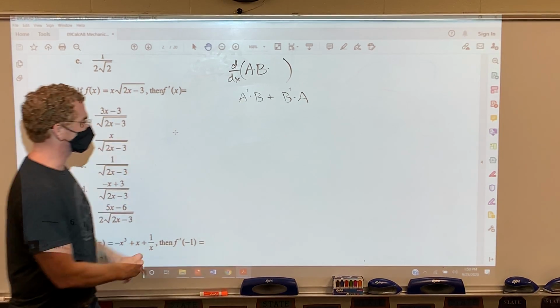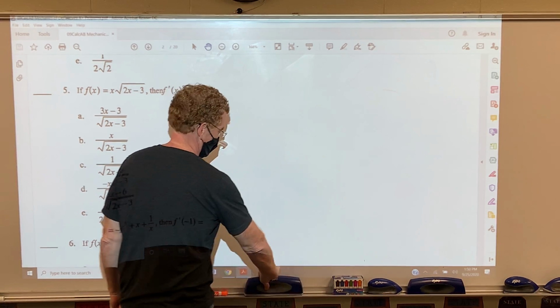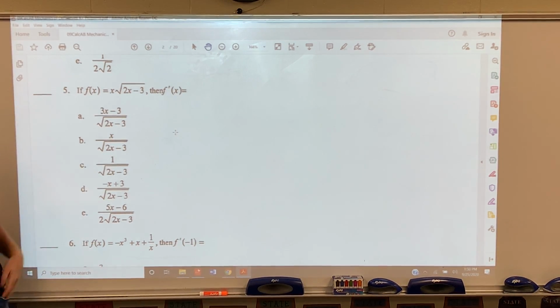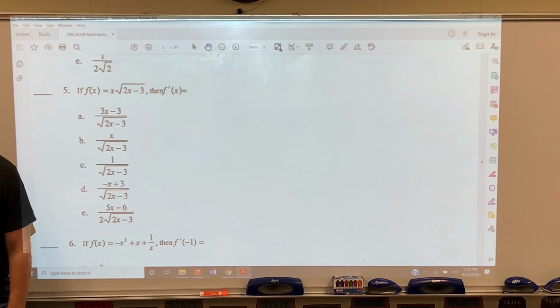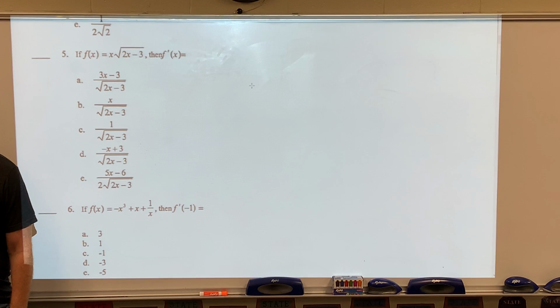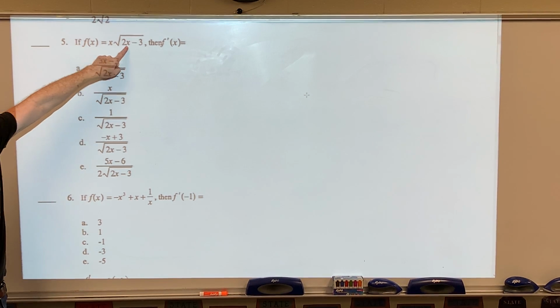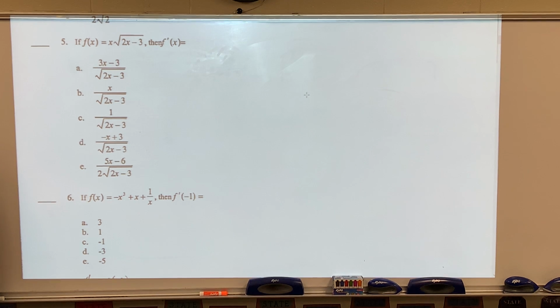What about something like this, number 5? This is something I'm willing to bet that most of you can take the derivative, but then you get here and you go, oh crap, what am I going to do now? Like, check it out. What would you do right here to take this derivative on number 5? F of x is that times that. Probably shouldn't have said that. Is it product rule? Yeah, it's x root 2x minus 3.